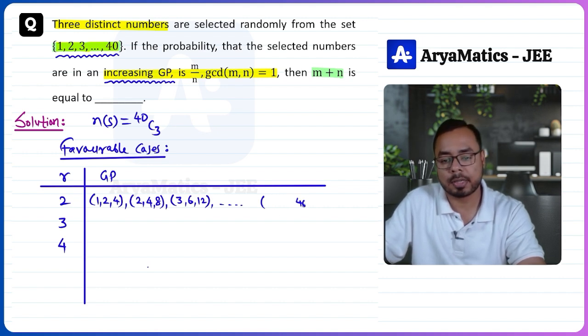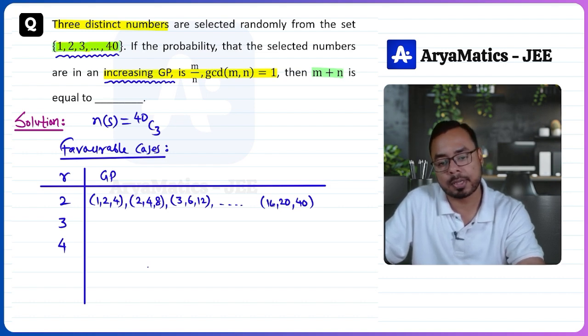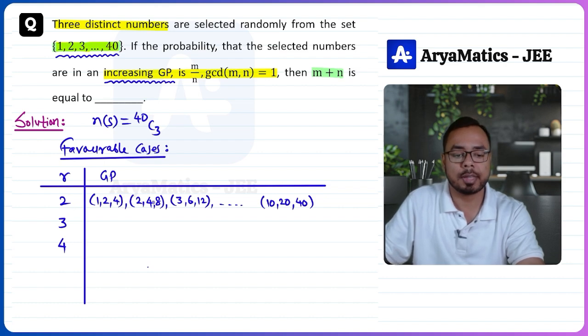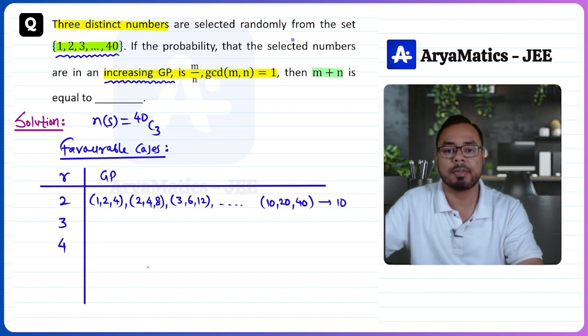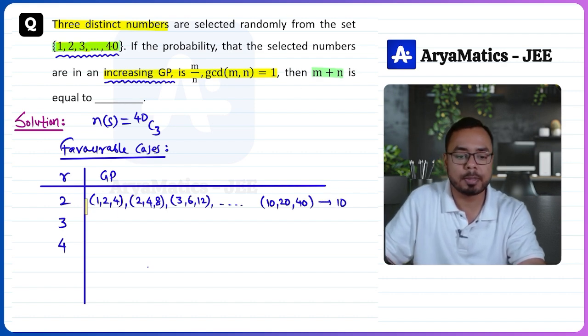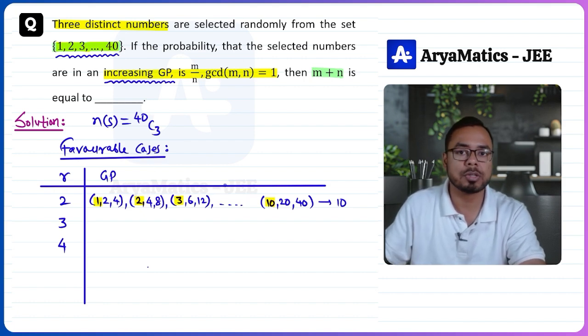And the last one is, if I take 40 as the last term, then the second last term will be half of that, so that means 20. And the first term of that GP will be 20 by 2, that is 10. So if the common ratio is 2, then these are the 10 GPs that we can create. If we see the first term only, how many GPs are here? Just notice the first term, 1, 2, 3 up to 10. So 10 GPs we can create if the common ratio is 2.